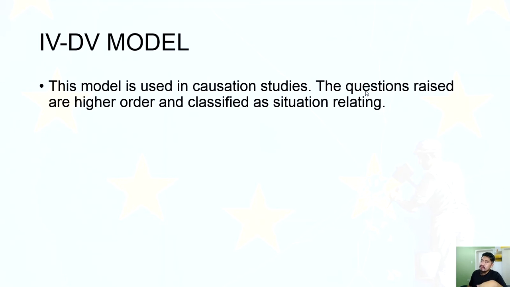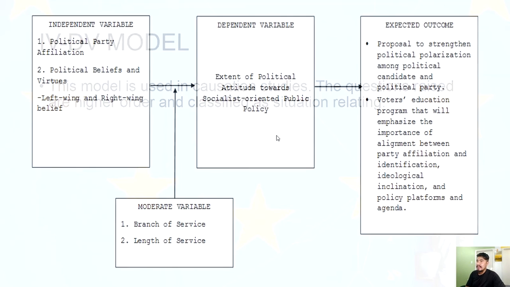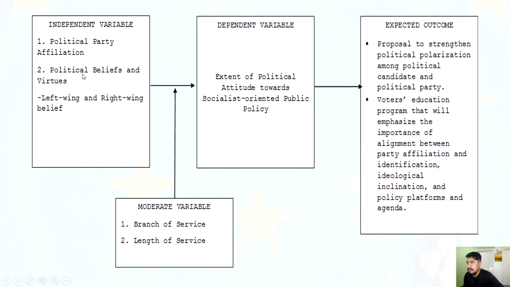So more likely, if you want to know if there's a cause between two variables, your independent and your dependent variable, you will use your independent and dependent model. Now, let's remember, we already know this. Independent variable, presumed cause, then your dependent variable is your presumed effect. So there is a cause and effect. The questions raised are higher order and classified as situation relating. For instance, you think that your party affiliation, your political beliefs and virtues, will affect your attitude towards socialist-oriented public policy.